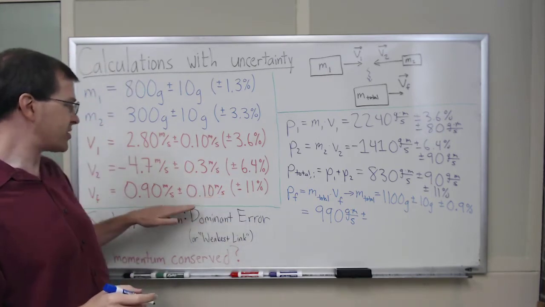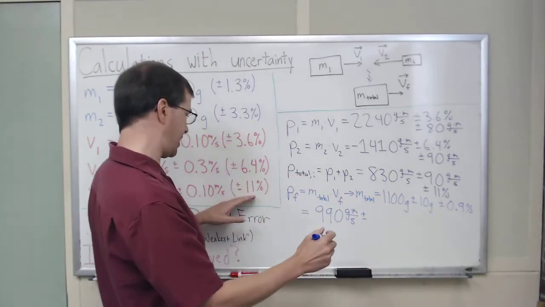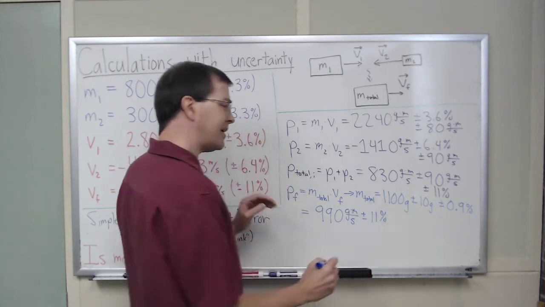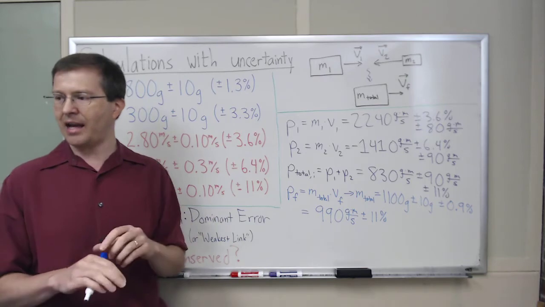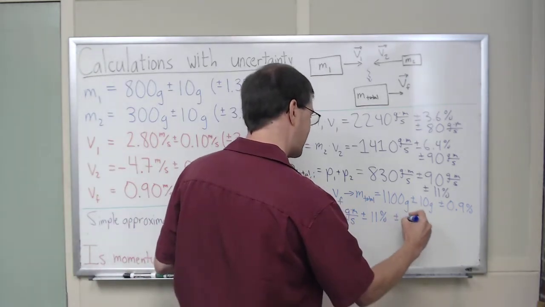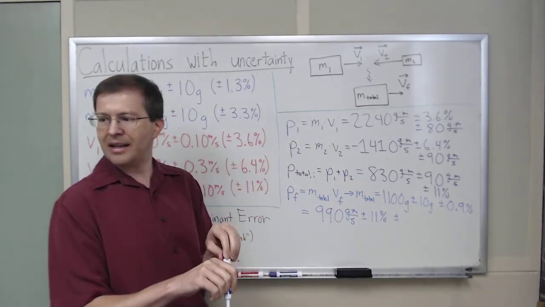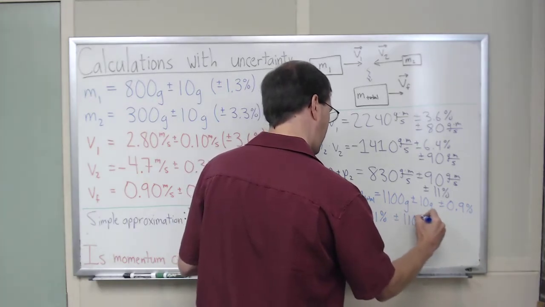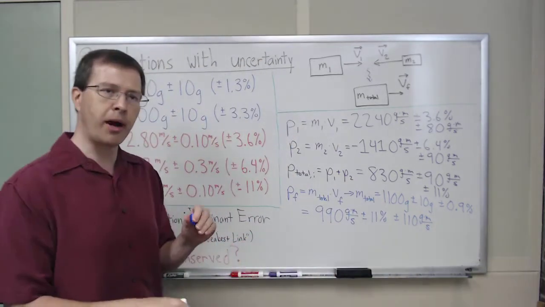11% relative uncertainty here, less than 1% relative uncertainty there. I know which one's going to be dominant, plus or minus 11%. And that plus or minus 11% is going to come out to be the same as, rounded to significant digits, plus or minus 110 gram meters per second. So there are my results.